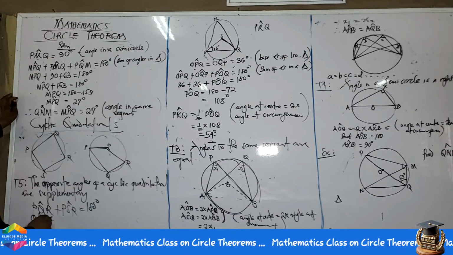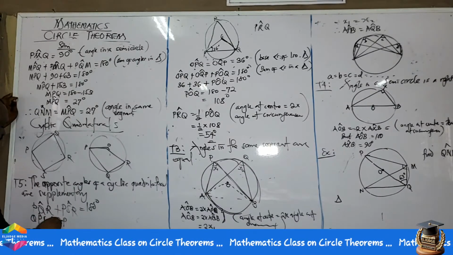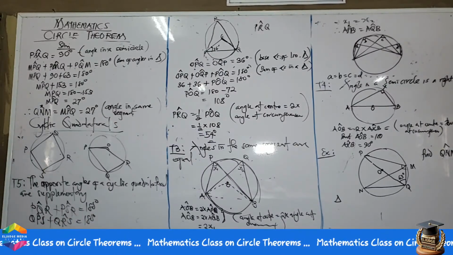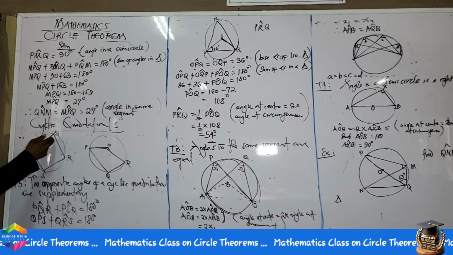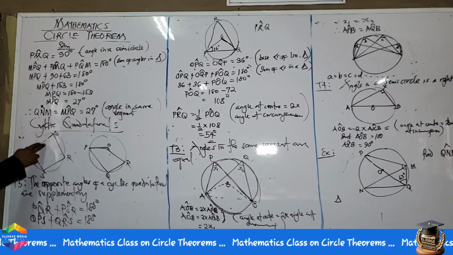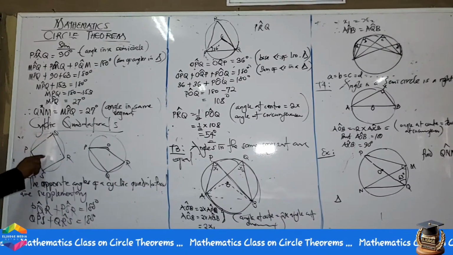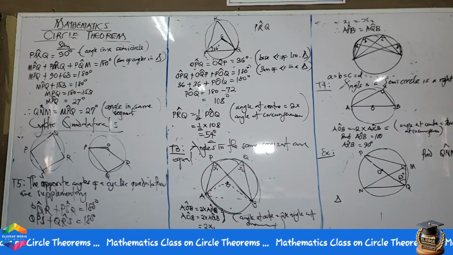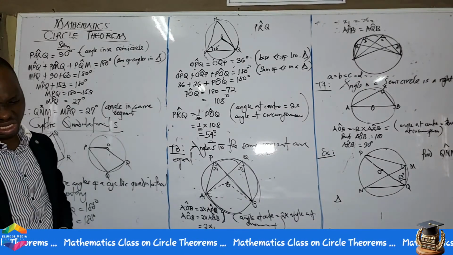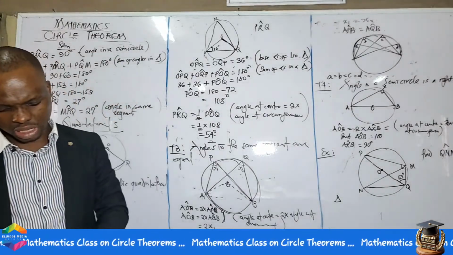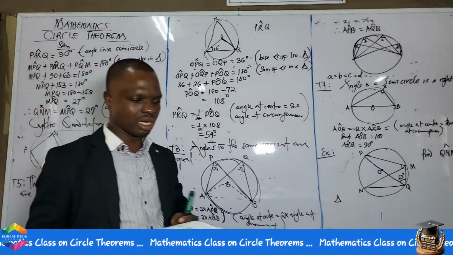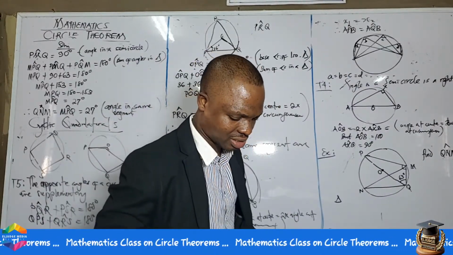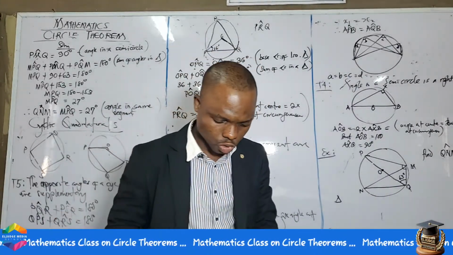QPS plus QRS equals 180 degrees. The meaning of this is opposite angles. These are the opposite angles. This opposite to this. This opposite to this. When you add this and this, it must give you 180. If you add this to this, it will surely give you 180. And that's the major thing you need to understand with the cyclic quadrilaterals. But let me show how we got that to be so.